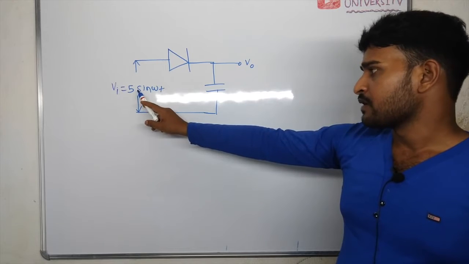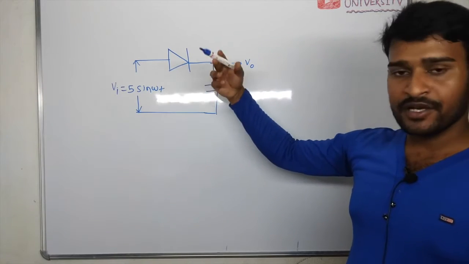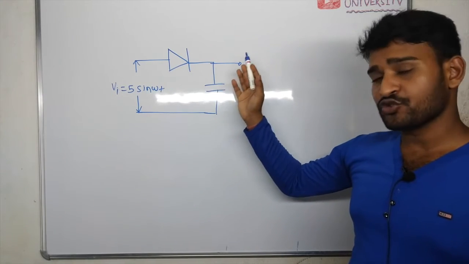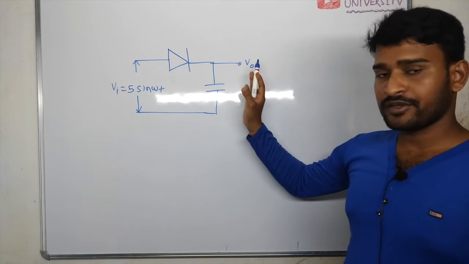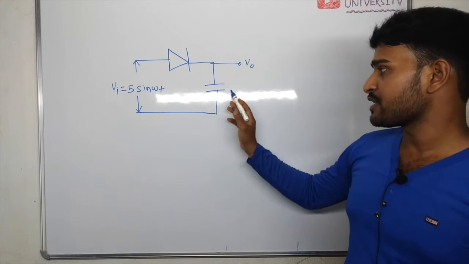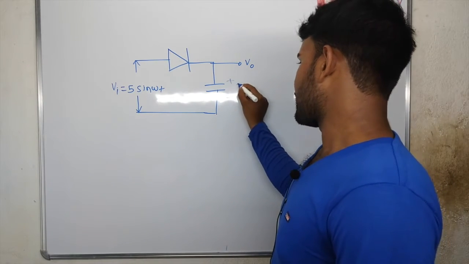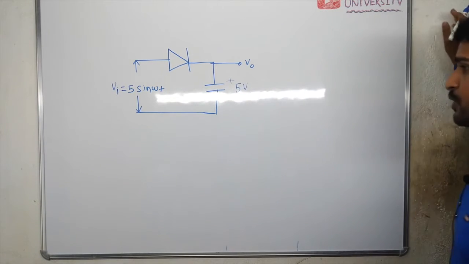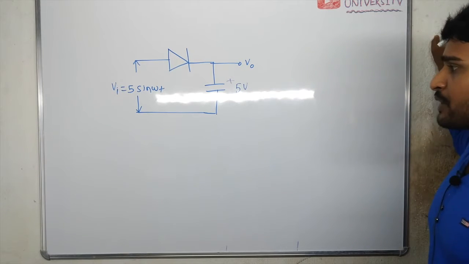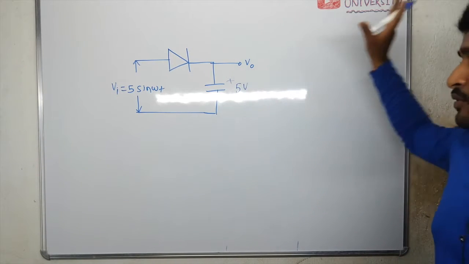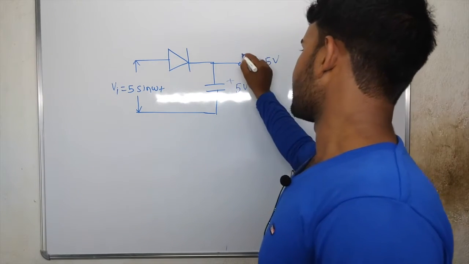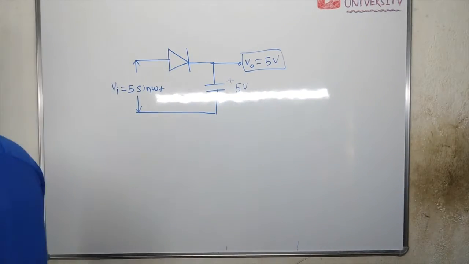When VA becomes negative, this diode will be reverse biased. Since there is no discharge path available, the capacitor voltage will not change. It will remain fixed irrespective of the input being positive or negative. Once it charges up to the maximum value of input voltage, that is 5 volt, it remains fixed at 5 volt. So what is the output voltage? Output voltage will be 5 volt. This is the answer. Option B.